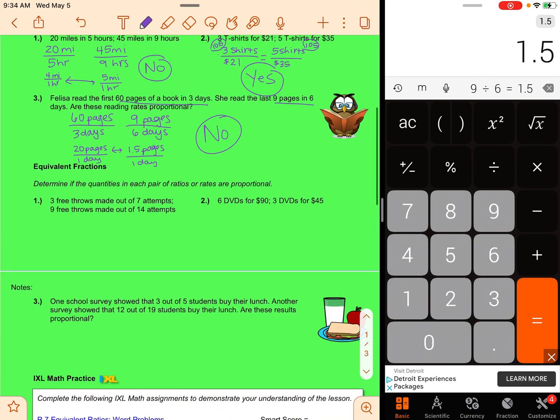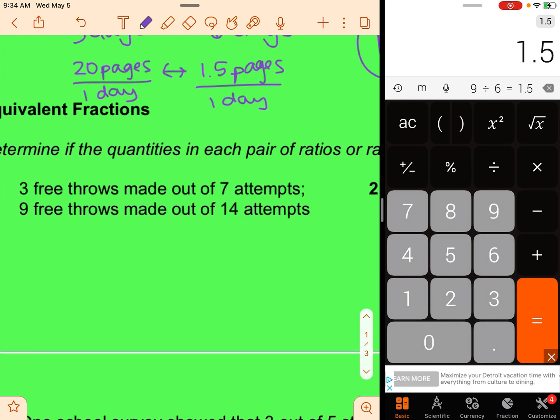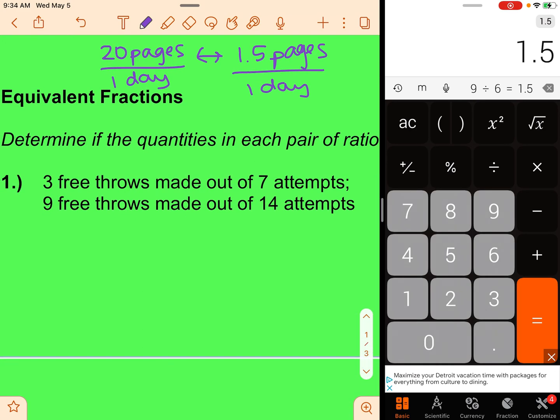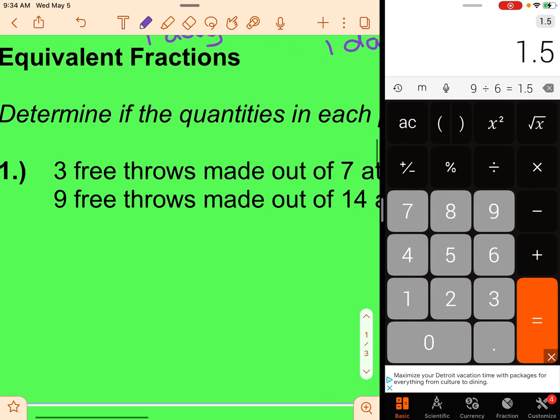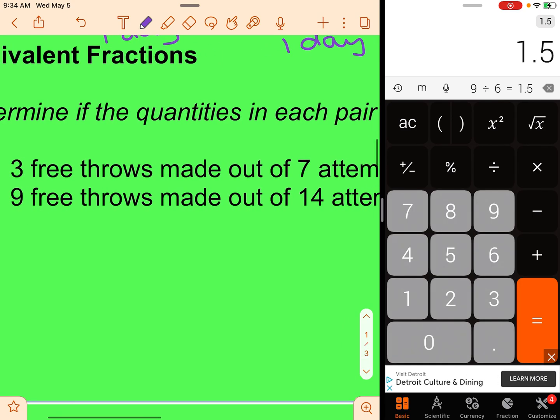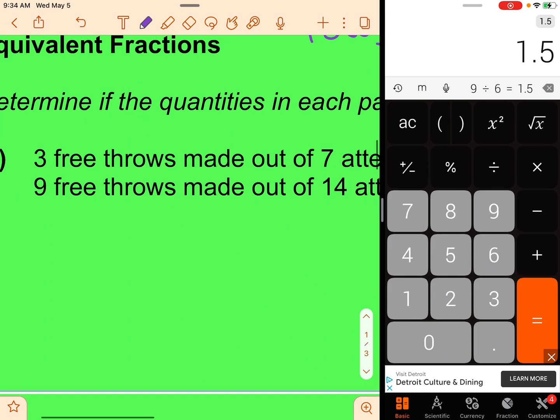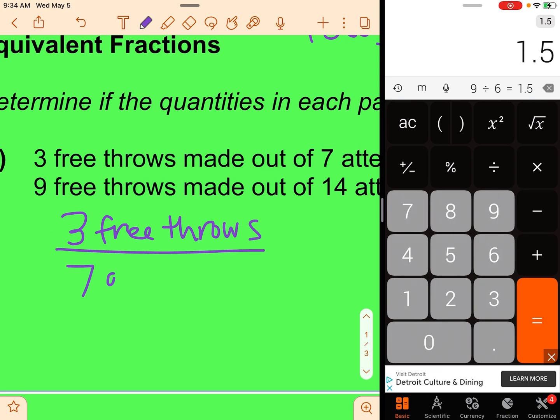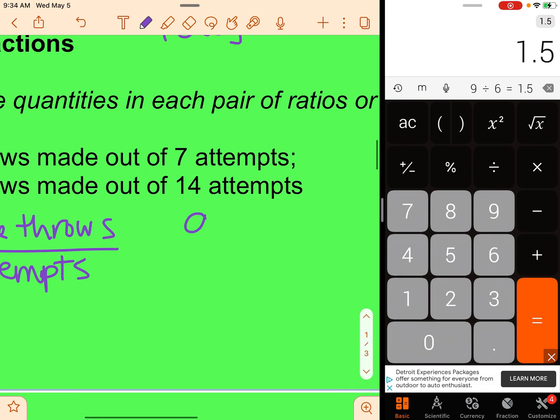Fabulous. Now we're going to move on to equivalent fractions. So we're going to be doing the exact same thing we were doing before. Three free throws made out of 7 attempts, and 9 free throws made out of 14 attempts. So go ahead and set up our ratio. We have 3 free throws over 7 attempts, and we have 9 free throws, I'm going to shorten it, over 14 attempts.